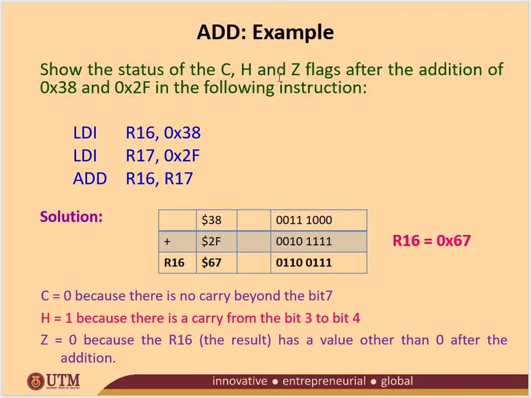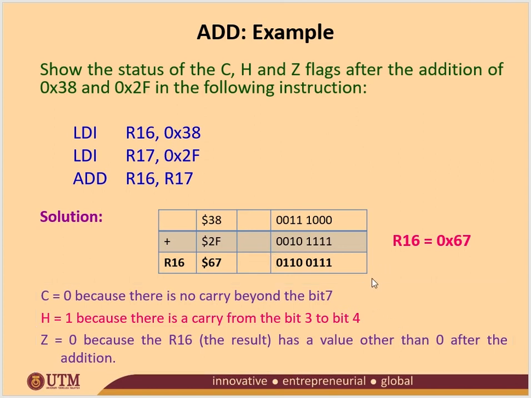What about the C and Z flags? Since there is no carry from bit 7, C equals 0. And what is your Z? Every time you have a nonzero value after the addition operation or any instruction, it means Z equals 0, because R16 has a value other than 0 after the addition.